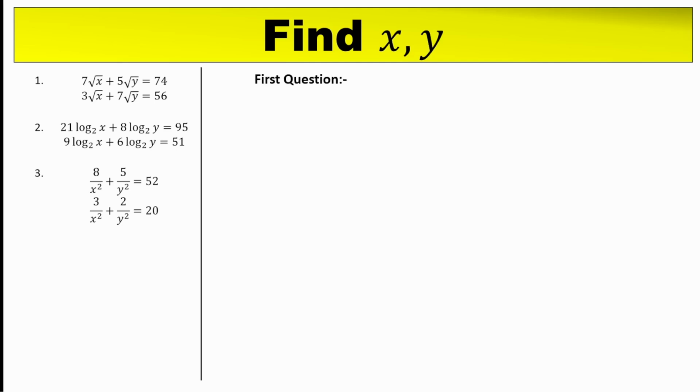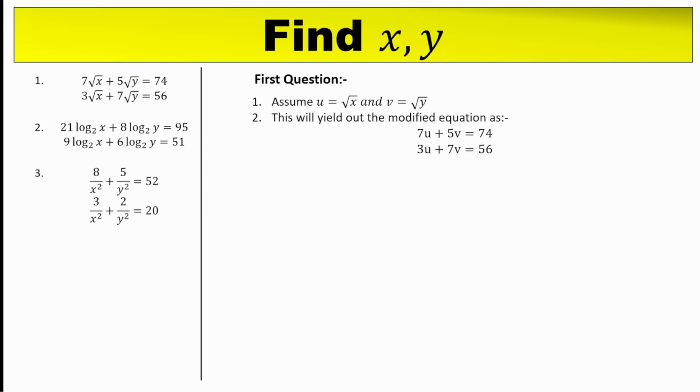In the first question, there are square roots, and the common mistake would be to square both sides to eliminate the square roots, but it will complicate this question further and make it hard to solve. So instead, substitute other variables in place of square root x and square root y. For example, assume u for the square root x and v for the square root y.